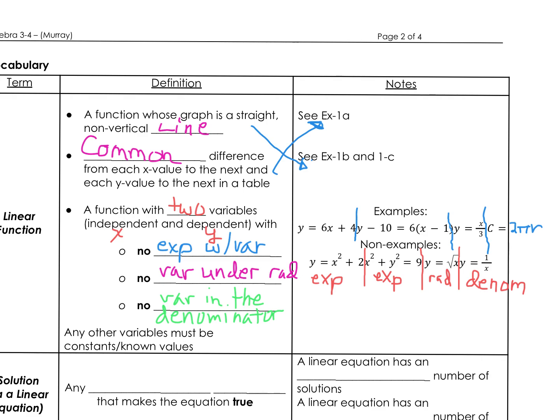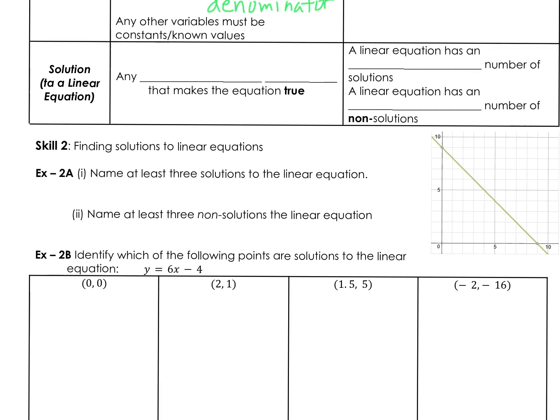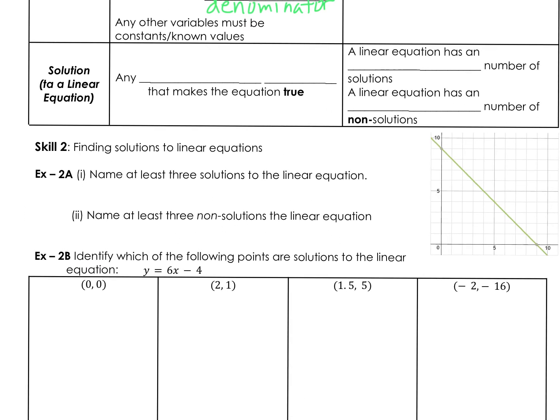Okay, so let's go ahead and look at the bottom of this box. Move this up. So how do we find the solution to a linear equation? So a solution is going to look like any ordered pair. So ordered pair goes in there.